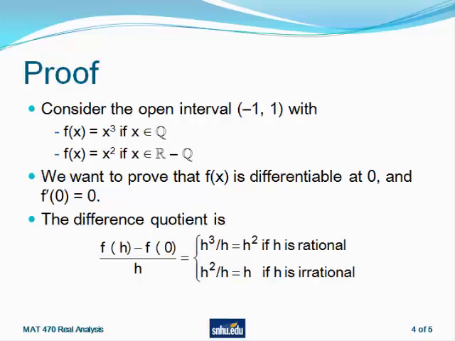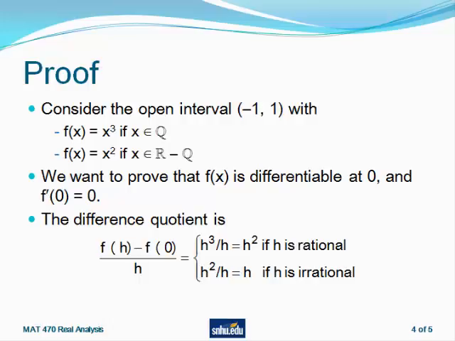In this lemma, we need f to be defined on an open interval. It doesn't really matter how large the interval is. We like it to be pretty small. So in this case, let's just take the interval from -1 to 1. Remember that f of x is x cubed for rational x and x squared for irrational x.